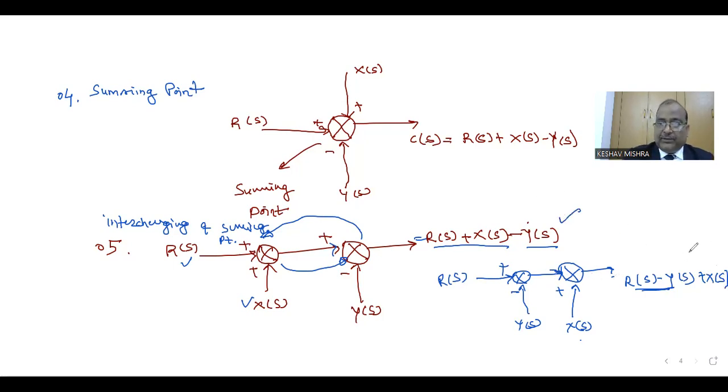Output in both cases is constant. So it is possible to interchange the position of summing points if there is no effect on the final output. It is possible to interchange using this criterion. There should be no change in the final output, then it is possible to interchange the position of summing points. So this is the interchanging of summing points.